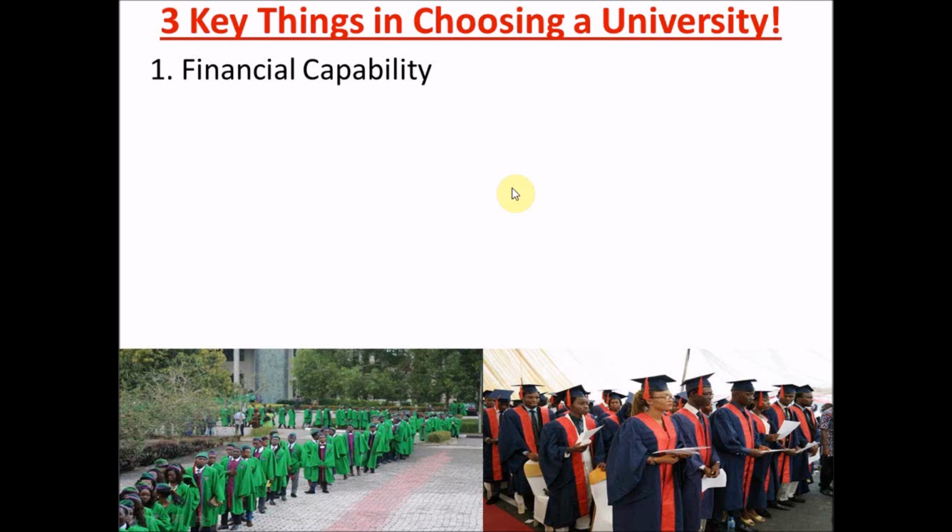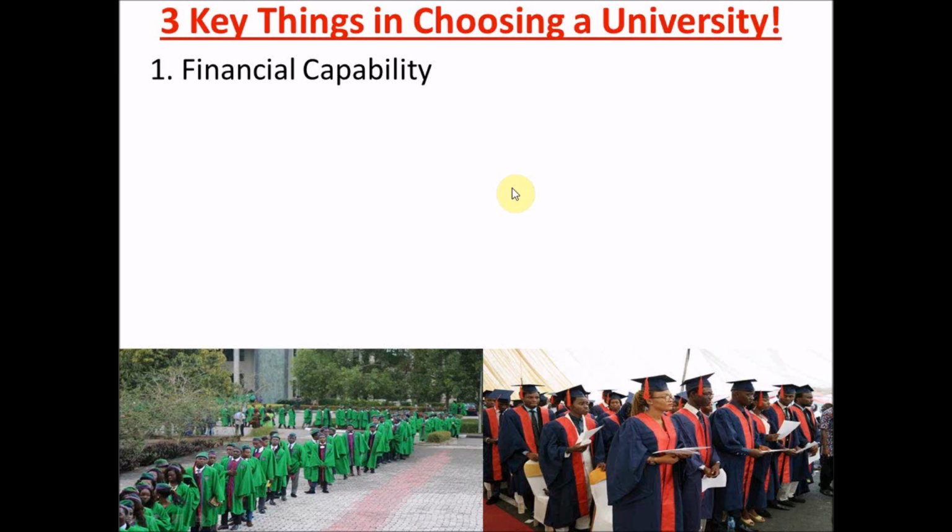So consider the financial capability of your parents. Are you the one sponsoring yourself? Are you getting me? If you're the one sponsoring yourself, I would advise you to consider distance learning, maybe in Unilag or UI, that would help you work and also study. Are you getting my point? So you have to know your financial capability.